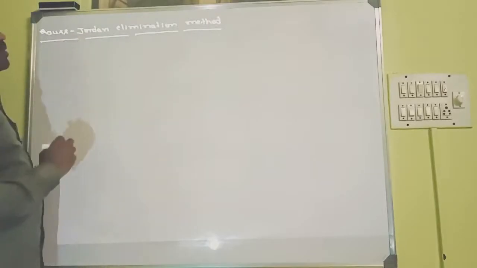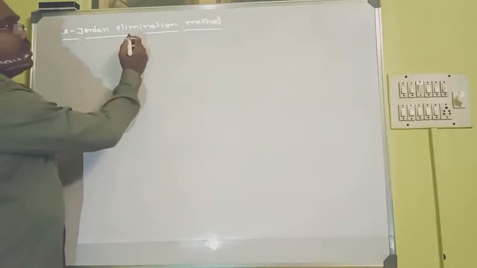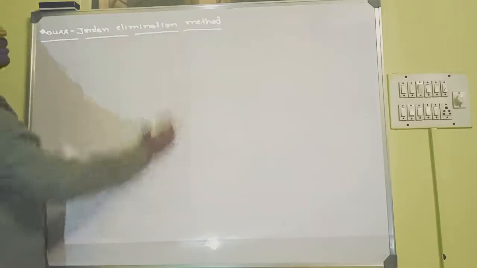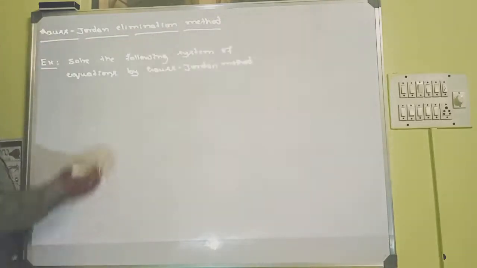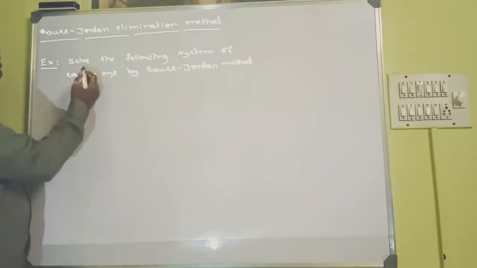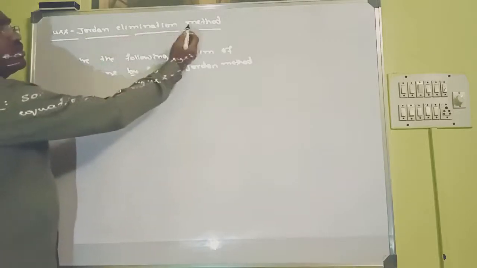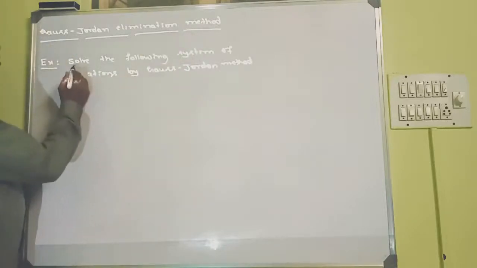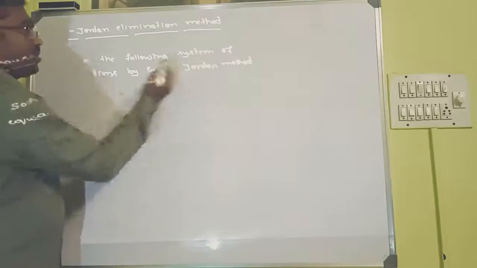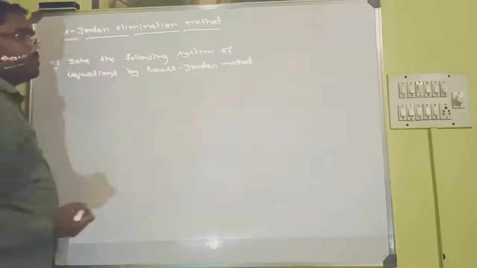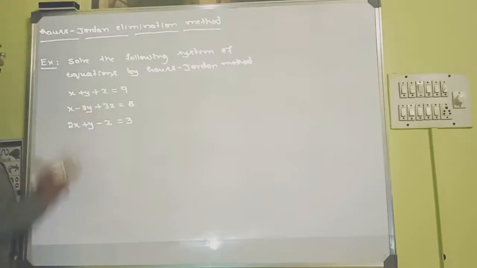Let us see the next method to solve the system of linear equations, that is Gauss-Jordan elimination method. Let us start with the problem. Let me explain the procedure with an example. Solve the following system of equations by Gauss-Jordan method. This is the system of equations.